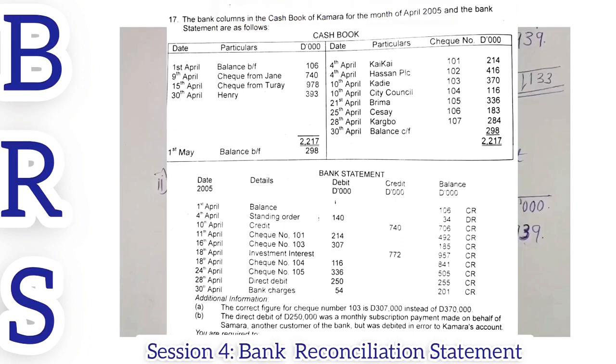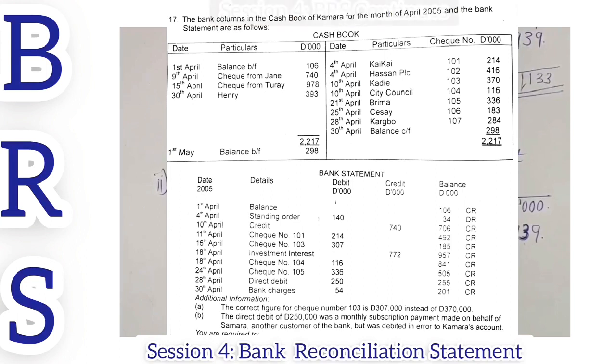Then 107, is 107 there? No, 107 is also not there. So these are 102, 106, and 107, which are the unpresented checks. Take note of that. And they have their various names. 102 is Hassan PLC. Then 106 is CC. Then 107 is Cabo, which is 284. So you're going to record those checks.